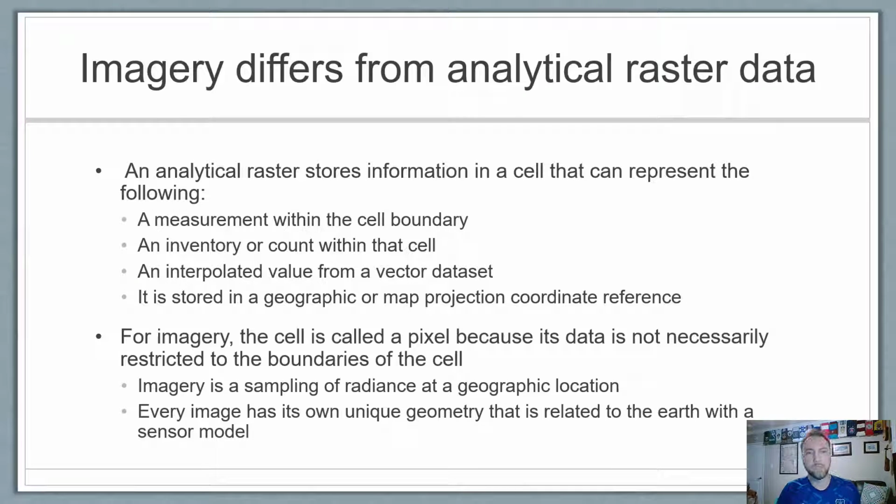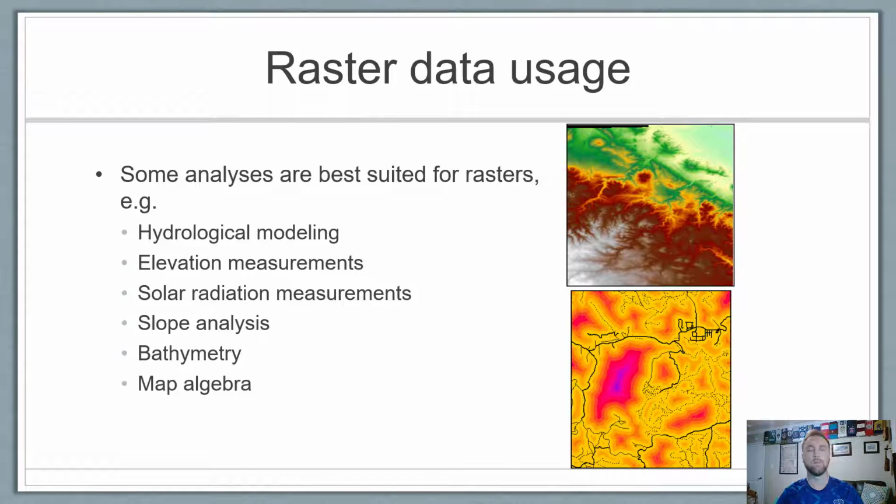For imagery, the cell is called a pixel because its data is not necessarily restricted to the boundaries of the cell. Imagery is a sampling of radiance of light along the electromagnetic spectrum at a geographic location. Every image has its own unique geometry that is related to the Earth with a sensor.